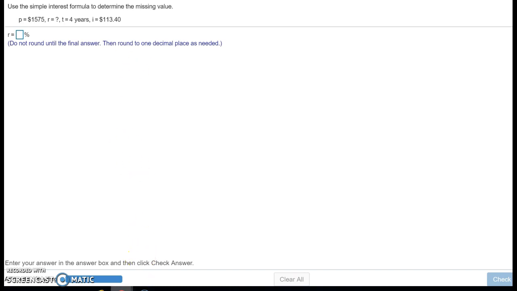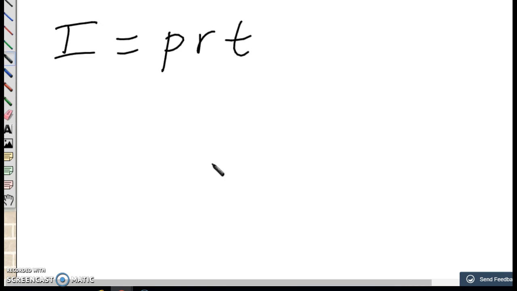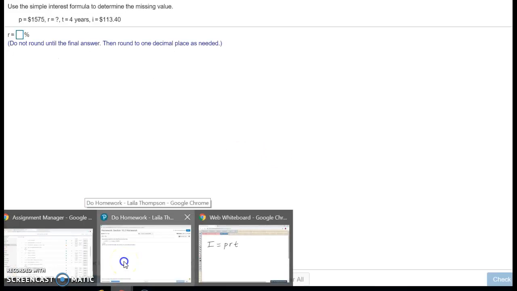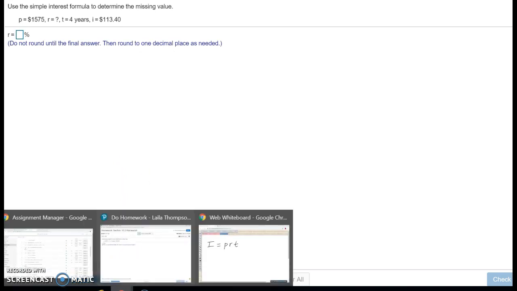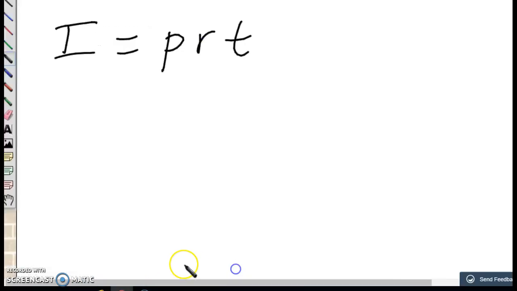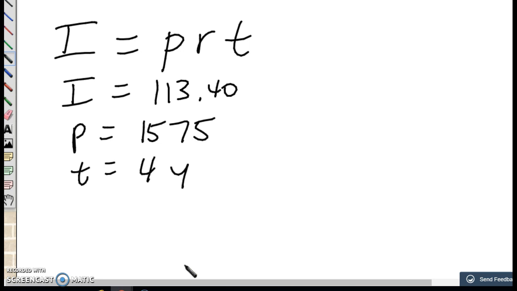All right, let's go ahead and set this up and solve it. I'm going to scroll to the whiteboard. We are using the formula simple interest equals principal times rate times time, and the time has to be expressed in years. And now I'm going to just label the values from the problem. The interest was $113.40, principal was $1,575, and the time was 4 years. We're looking for our interest rate.